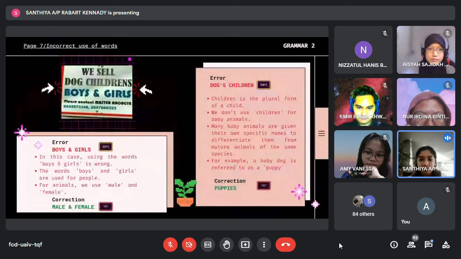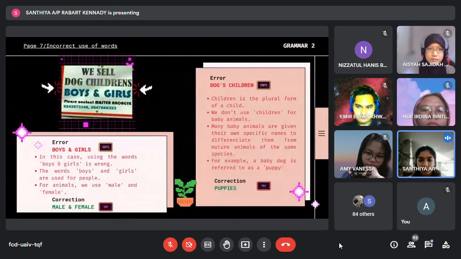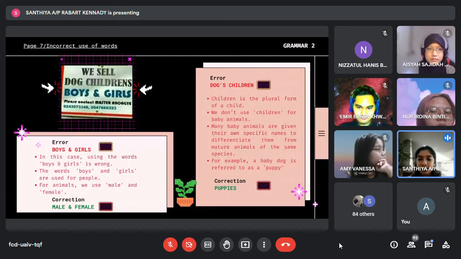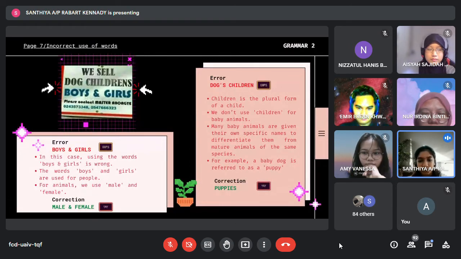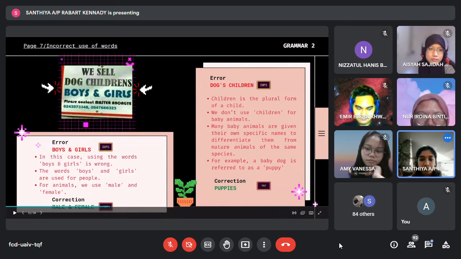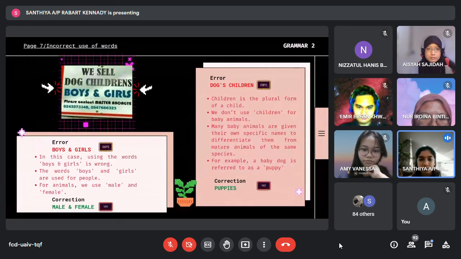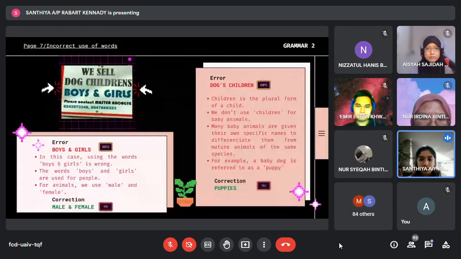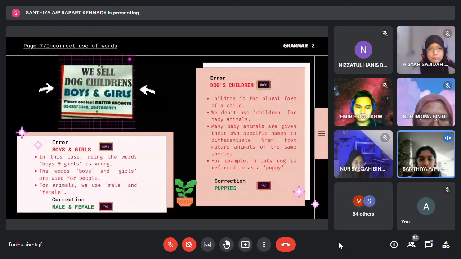Finally, the last picture for incorrect use of words. We sell dog children's, boys and girls. There are two errors here. Now let's start off with dog children's. In this context, using the word dog children's is wrong. Children is the plural form of child, and we don't use children for baby animals. Many baby animals are given their own specific names to differentiate them from mature animals of the same species. So for example, a baby dog is referred to as a puppy. Hence, the correct answer is puppy.